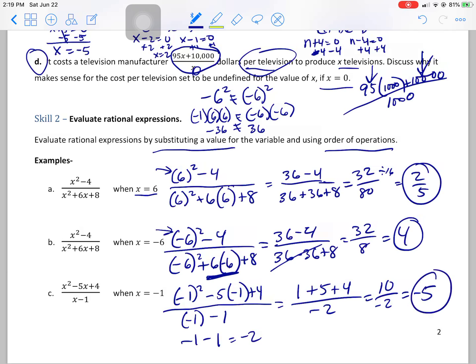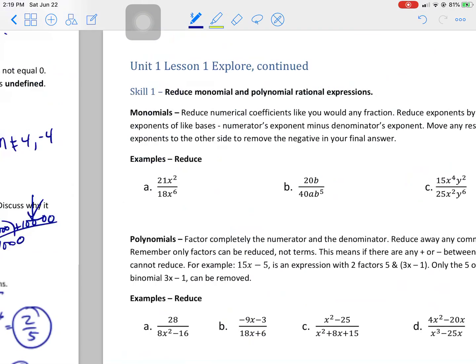So you can use your calculator in some of these places. Just make sure you're showing your work as you go. It keeps it nice and neat and straight.